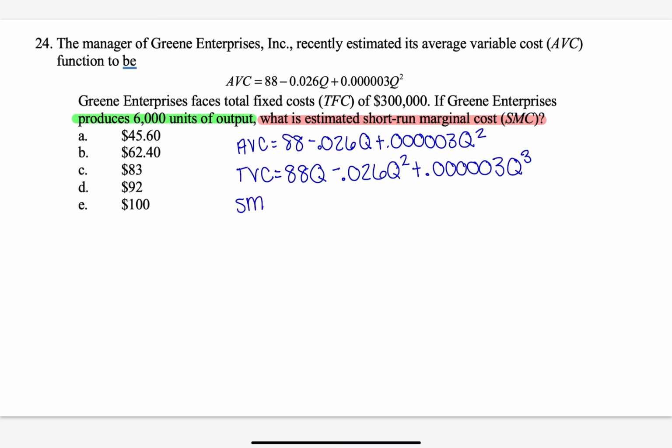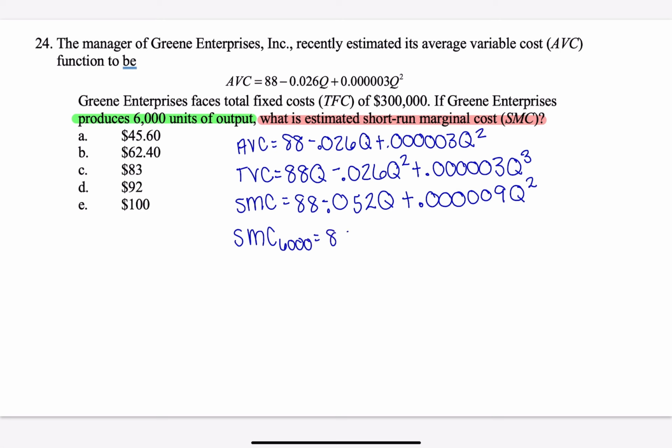So our short run marginal cost will be given by 88 minus 0.052 Q plus 0.000009 Q squared. So then we're going to plug in 6,000. So it's going to be 88 minus 0.052 times 6,000 plus 0.000009 times 6,000 squared, which gives us 100.